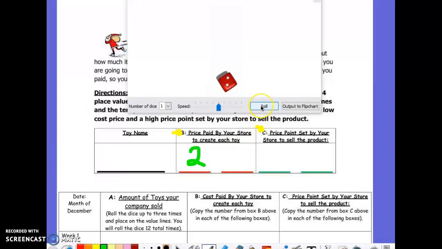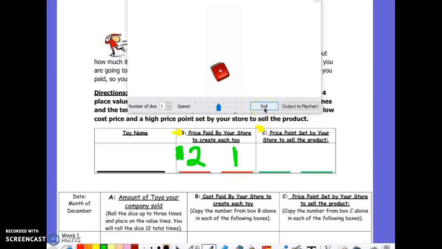Now I'm going to roll the dice 3 more times. I roll it here and I get a 1. Now I tried to play my hand by putting a 2 here, but still a low number 1 is good, and I can put that in the ones, which means it cost me $21 to make one of my toys. Now I'm hoping for big numbers. I'm hoping for 6s and 5s because I want to be able to sell this for a big profit.